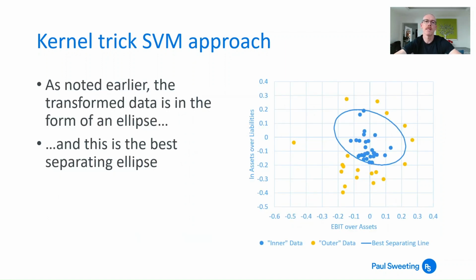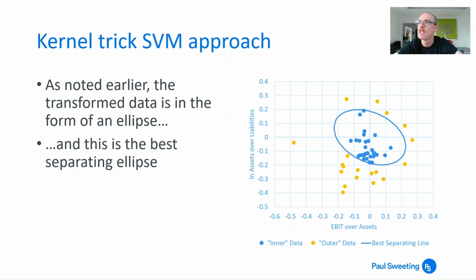Now, as noted before, the transformed data is in the form of an ellipse, and this is the best separating ellipse for that data. And it shows you that you can do it through either the traditional approach, you can do it through the Lagrangian approach, or you can do it through the kernel trick approach.